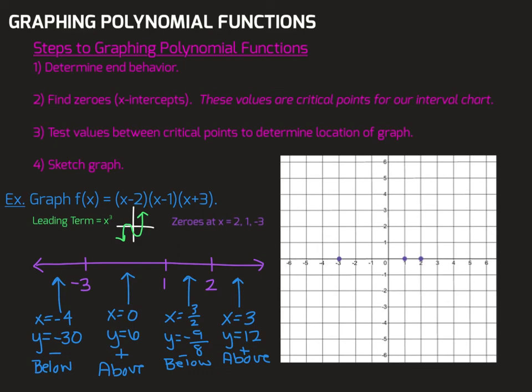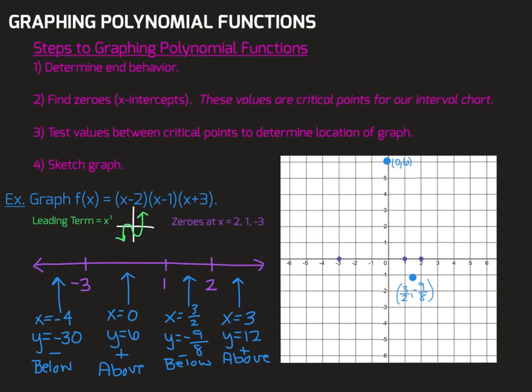Now, some of these points can actually fit on our graph. For example, this (0, 6) and this (3/2, -9/8) should be able to fit on our graph. Go ahead, put those two on there, and be sure to label them. There's my 2 points.